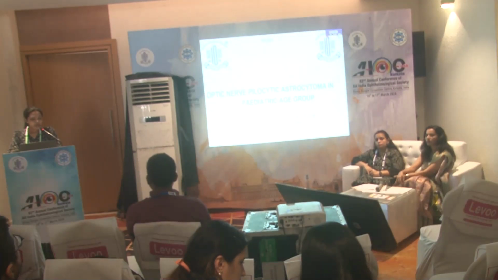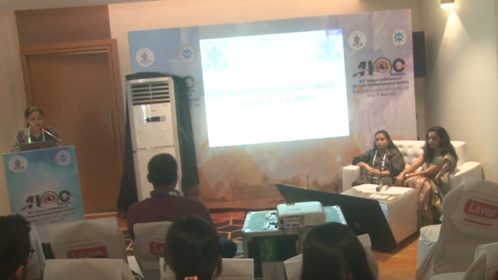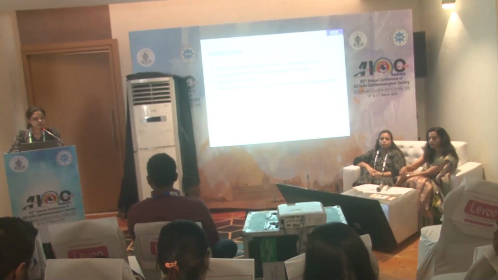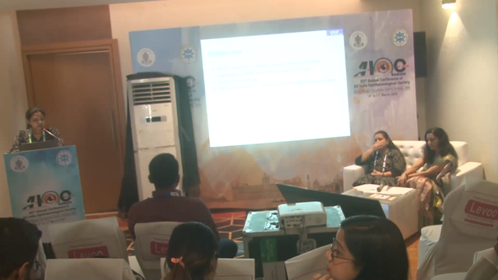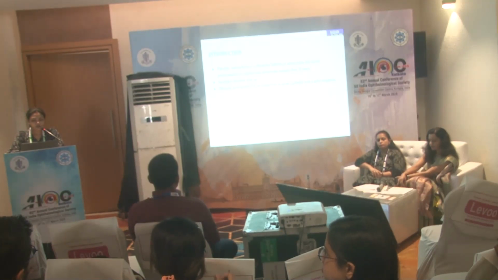Good morning everyone. I will be presenting on optic nerve pilocytic astrocytoma in the pediatric age group. A brief introduction: pilocytic astrocytoma is a distinctive subtype of astrocytoma that occurs predominantly in children and adolescents younger than 20 years. Incidence decreases with age. Pilocytic astrocytoma is categorized as a grade 1 glioma with a good prognosis when it is associated with neurofibromatosis 1.